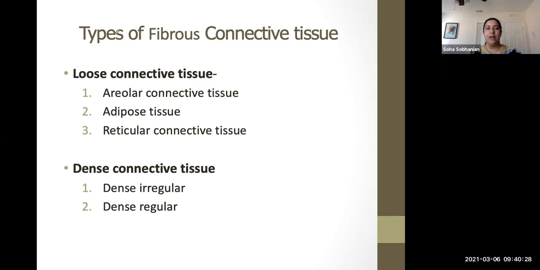So loose connective tissue, anytime you hear loose connective tissue, think about the fibers being very low or almost non-existent. And again, 3 types: areolar, adipose, reticular. And then if you have lots of fibers in connective tissue, are they regularly organized or are they all over the place and identified as irregular?